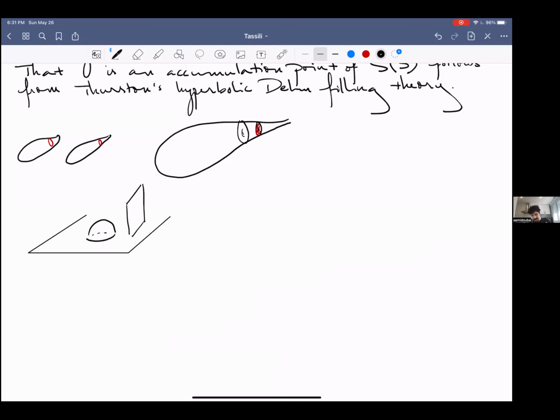But I mean, it's a bit difficult to draw three-dimensional pictures. So instead, we'll think of the board, or it's not the board now, it's the screen, as the boundary of H3, and I'll just draw the traces of these, the ideal boundaries of these geodesic planes.